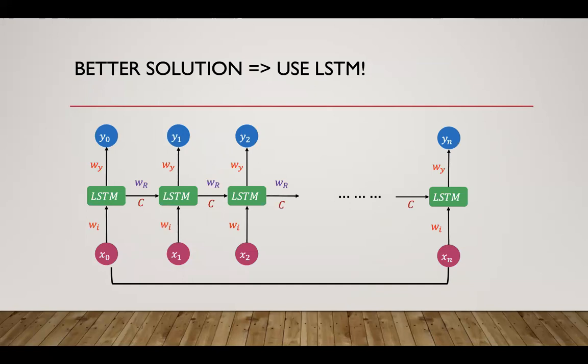The solution to mitigate vanishing or exploding gradient is to use long short-term memory. We replace each hidden layer with an LSTM cell. We also add a cell state, as represented by C, that connects to the next sequence of the network.